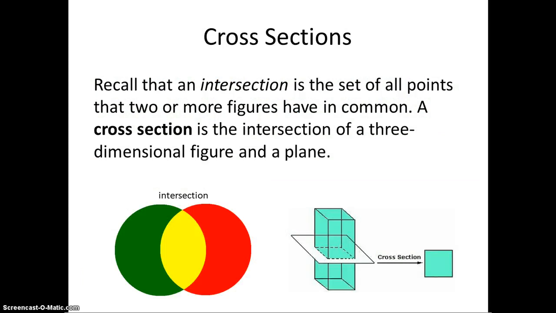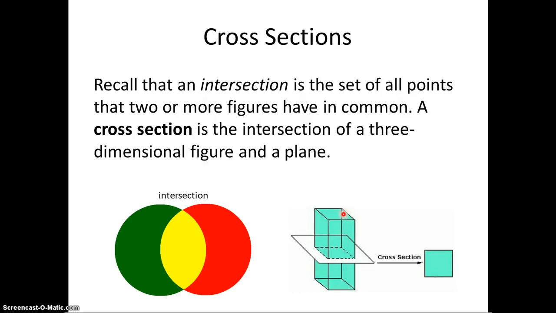If you recall, in two-dimensional geometry, an intersection is the set of all points that two or more figures have in common. If you look at these two circles, this red one here and this green one here, notice that they intersect in the middle. So this would be called the intersection of these two circles in 2 dimensions. The new term that we're going to discuss is called a cross-section. A cross-section is the intersection of a 3-dimensional figure and a plane.